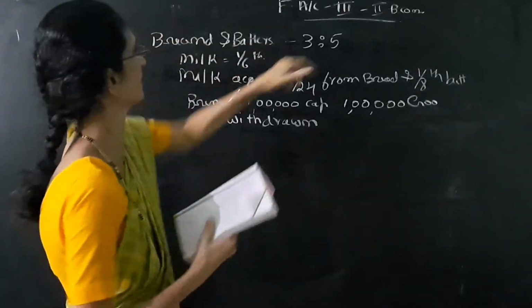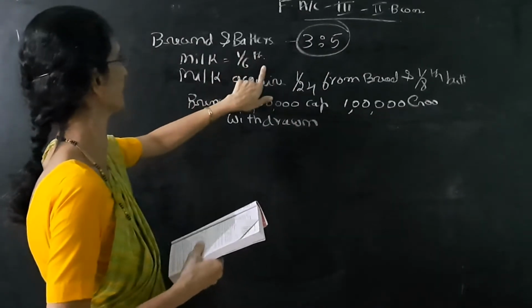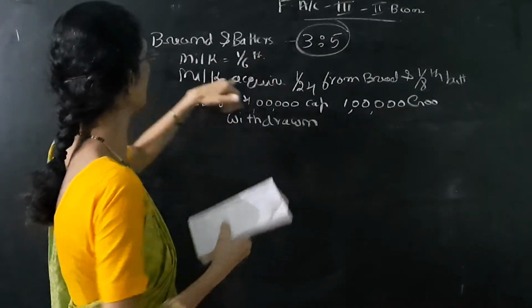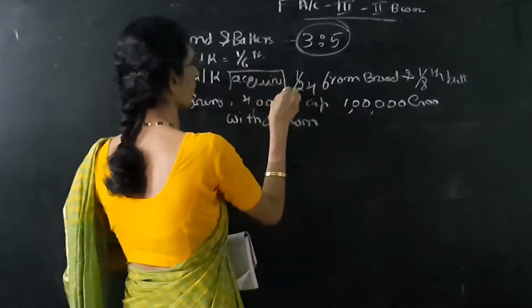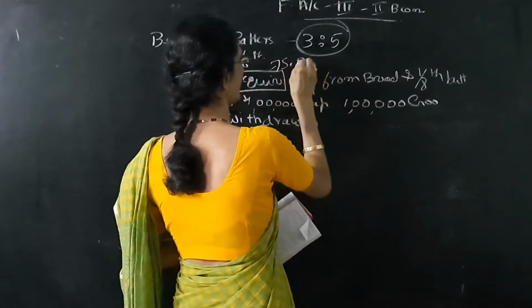See here, this is the old ratio, Bread and Butter old ratio. Then Milk's share is given. It is given that Milk acquires. The word acquire and obtain is there. It is nothing but a sacrifice ratio.